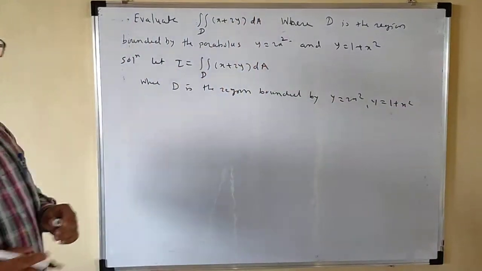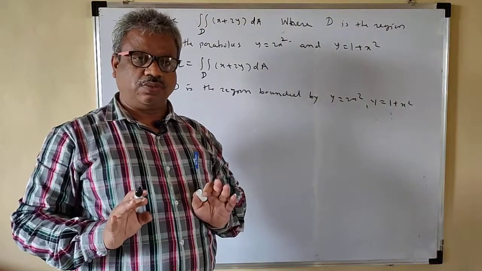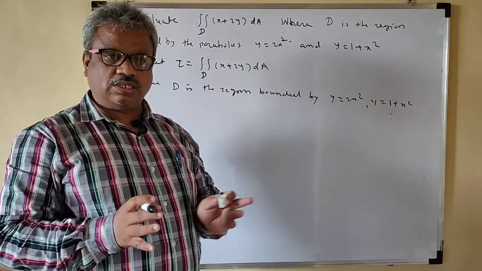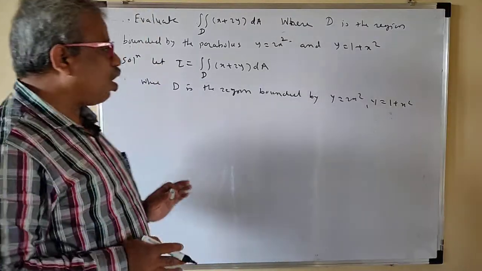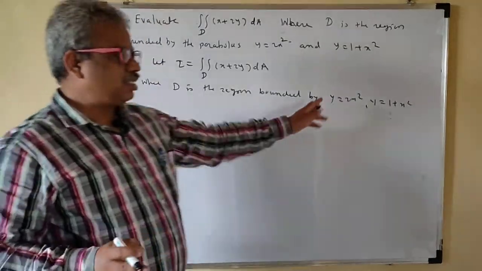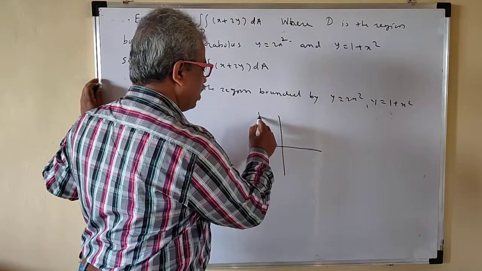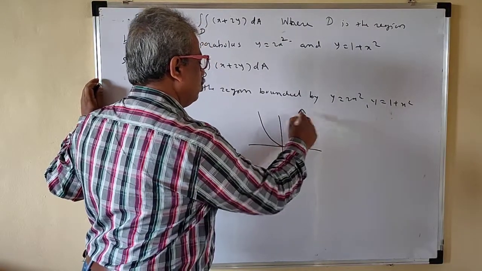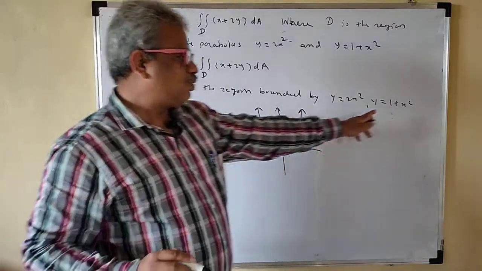Okay, so now you have to draw the region. This is the crucial part. Once you draw the region, you can find the limits of x and y. So how do we draw the region first? This is the parabola y = 2x², you know this parabola. And this one is the other parabola.